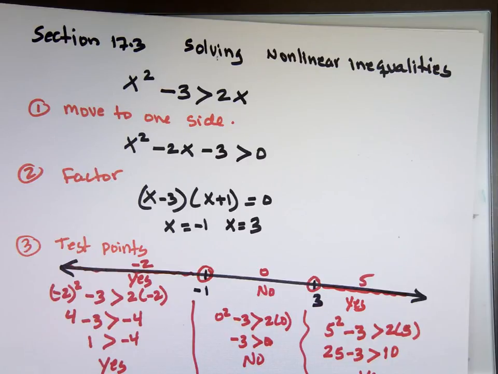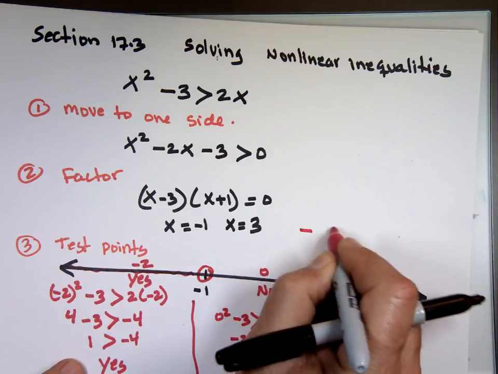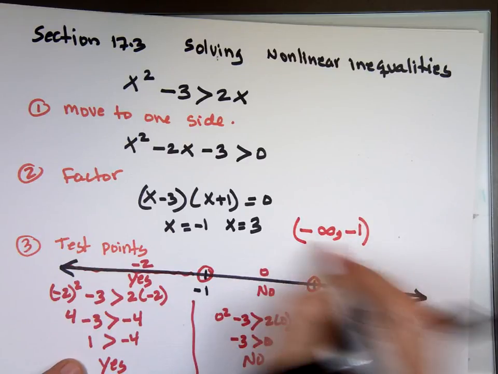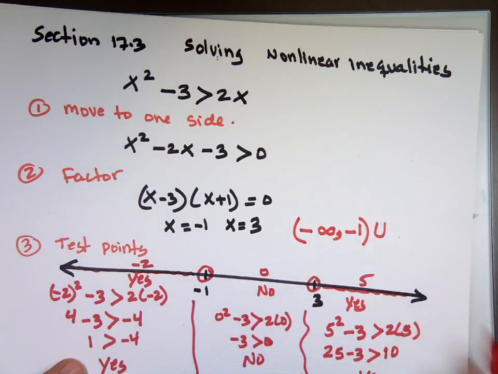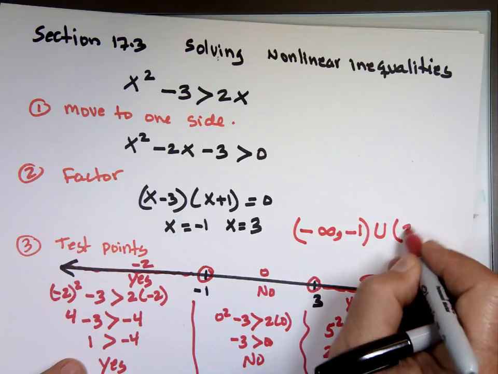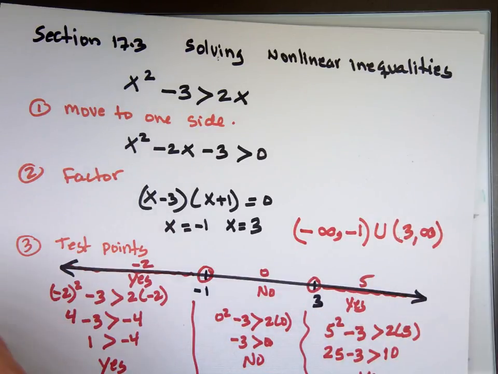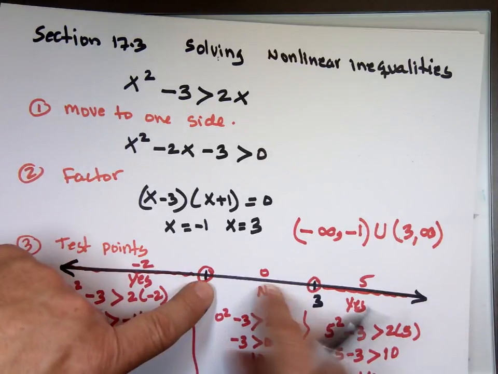So where's my answer? From where to where? Negative infinity to where? Negative 1, not included. Union 3 to infinity. That's an OR. It's always going to be an or when you have two different ones, right? Yes. An and will have to be like a middle piece to be an and.